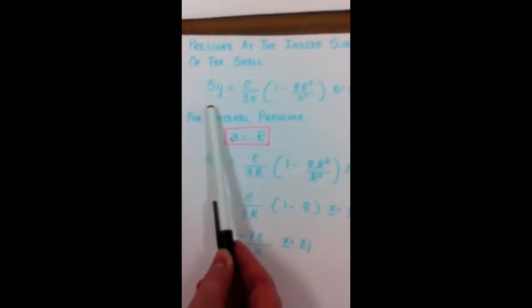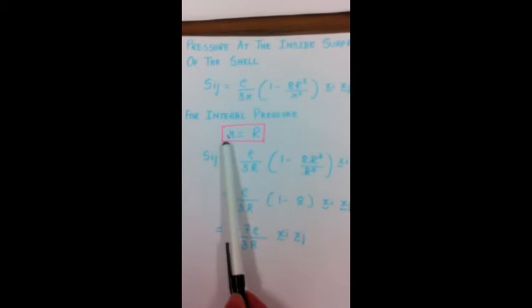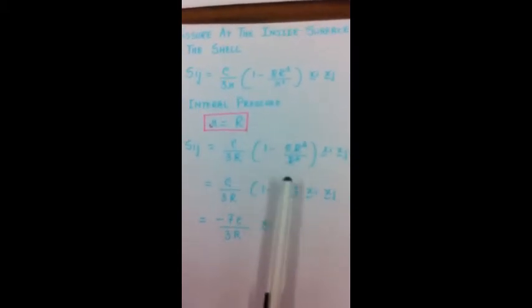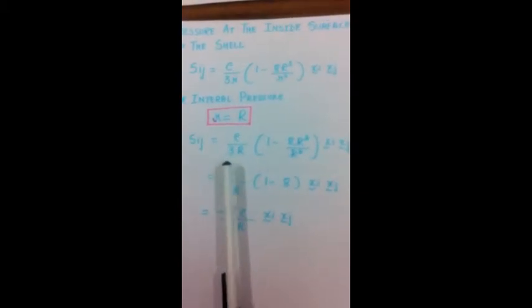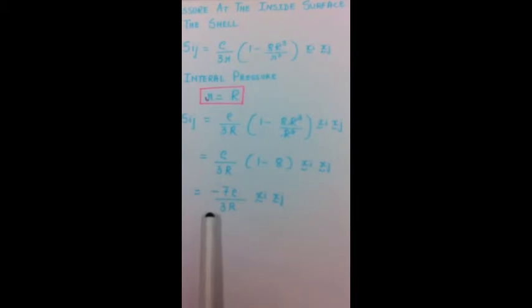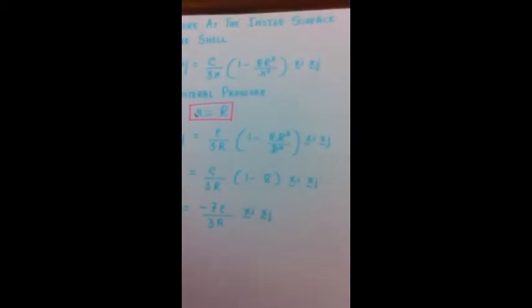We know that Sij is this function, and for the internal pressure, r is equal to R from what was given to us in the problem statement. Therefore, we substitute this value into our Sij function and simplify and get a final value of negative 7ρ over 3R xi xj.